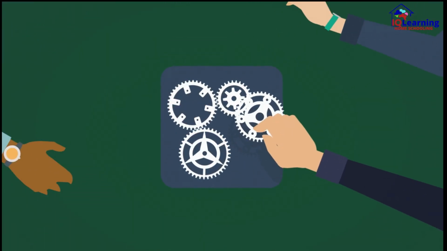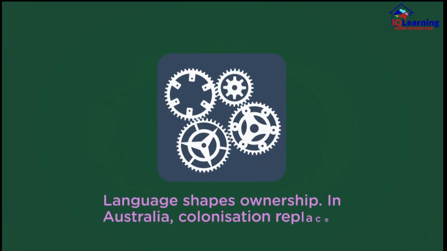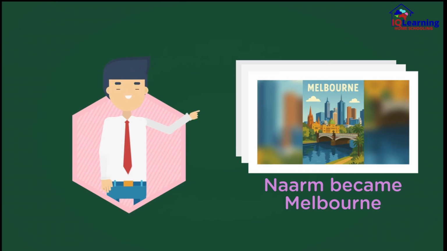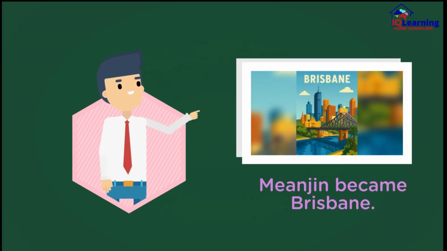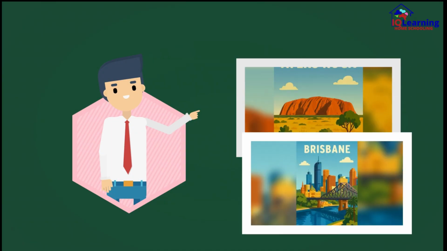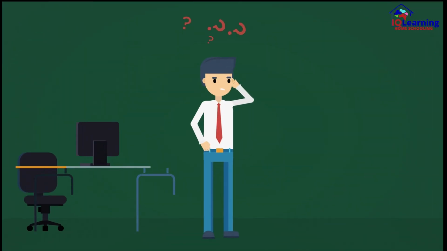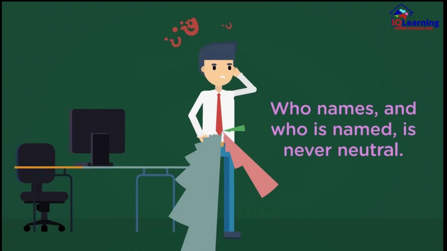Naming and power. Language shapes ownership. In Australia, colonization replaced Indigenous names with British ones. Narm became Melbourne. Meanjin became Brisbane. Uluru was called Ayers Rock. Reclaiming names isn't political correctness, it's restoring identity after erasure. Naming is power. Who names and who is named is never neutral.